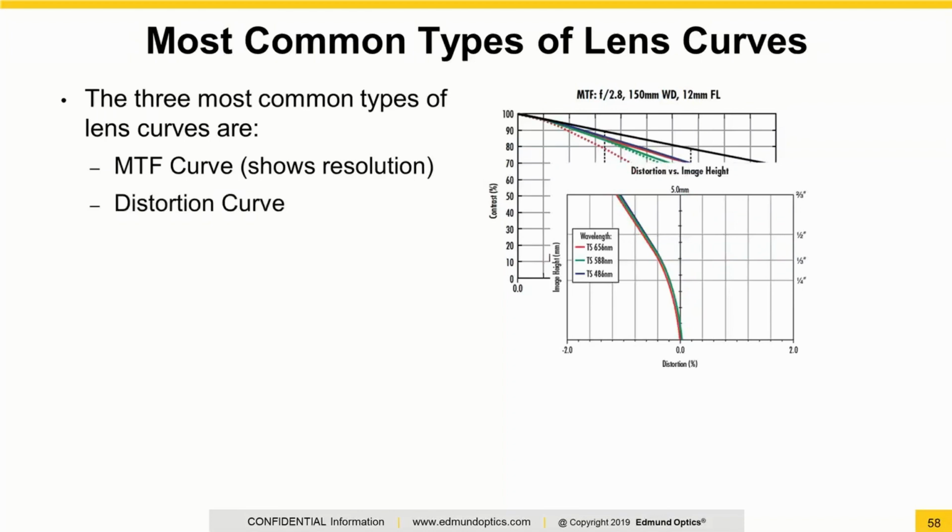Another really common one is the distortion curve. Distortion curve describes how bent an object is as it's imaged through a lens. If you image a line through a lens, how bent does that image come out on the image plane?